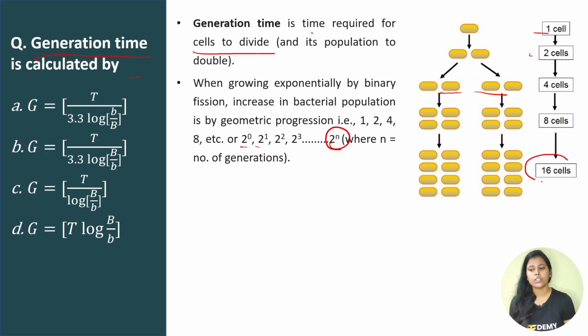Such as here, if I ask you how much the total population would be in the 4th generation, if the initial population was 1, we can simply write 2 raised to the power 4, and you will get the answer as 16.